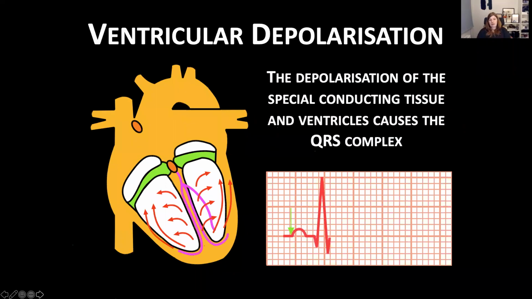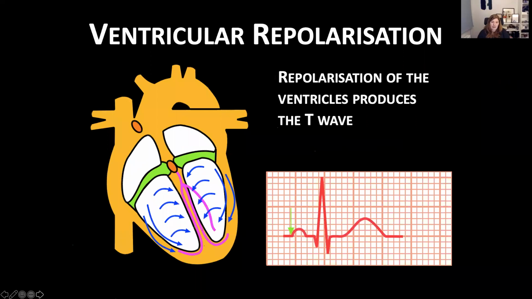You've got ventricular depolarization, which is that QRS complex, which travels down those Purkinje fibers through the bundle of His and pops out the other side, giving you that QRS complex. And finally, when the ventricle repolarizes, you get that T wave, and you might get your U wave as well.